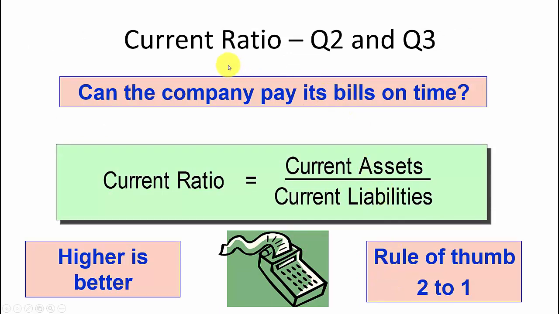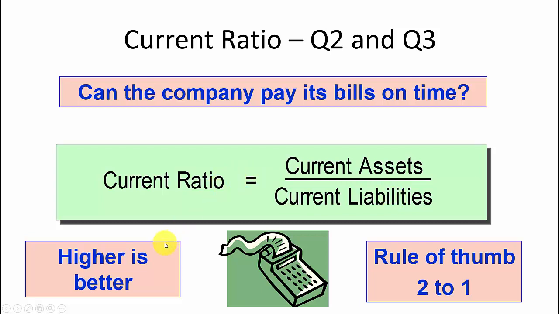Question 2 and 3 deals with current ratio. The current ratio is a financial ratio that tries to answer the following question: can the company pay its bills on time? And the current ratio is calculated as follows: current assets divided by current liabilities. Remember, current assets are assets we expect to use up within a year, and current liabilities are expected to be paid off within a year.